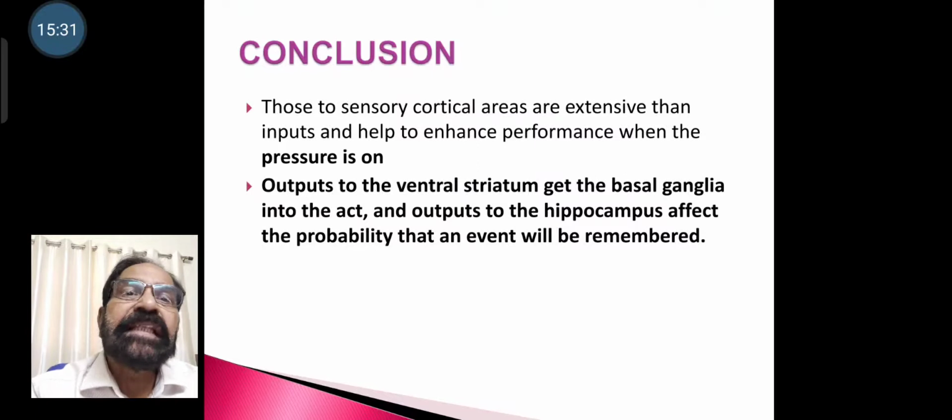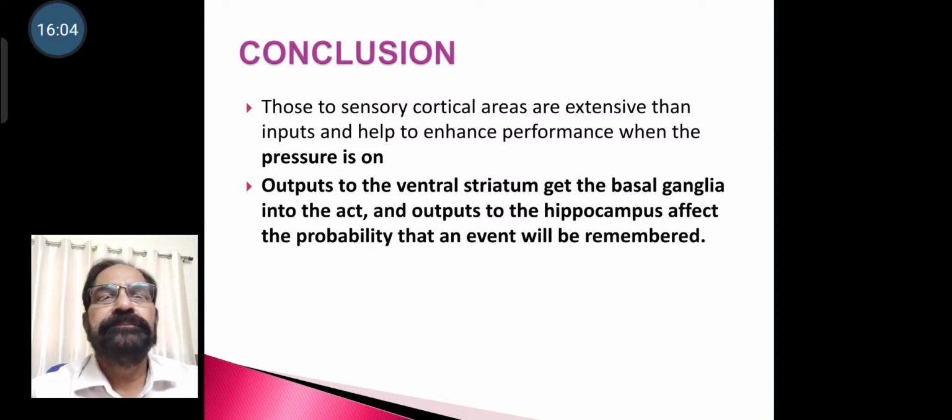Those to sensory cortical areas are more extensive than inputs and help to enhance performance when pressure is on. Output to the ventral striatum gets the basal ganglia into the act, and outputs to the hippocampus affect the probability that an event may be remembered.